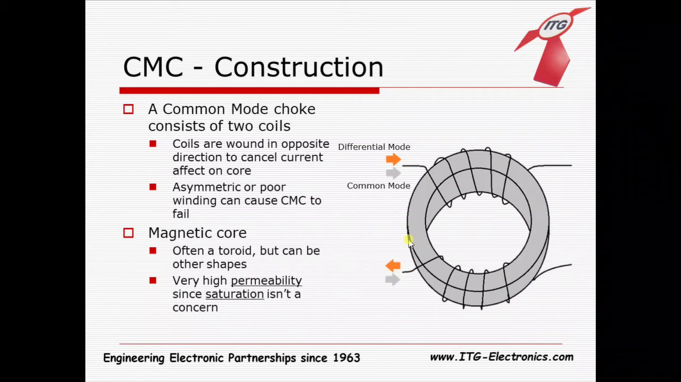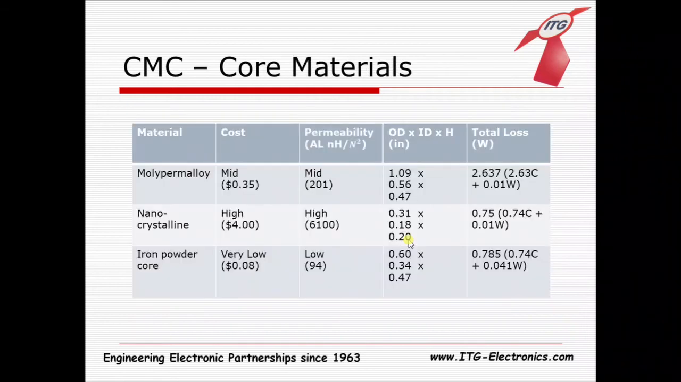But since we're not dealing with any current because it's canceling each other out from the line and the return here, we can go as high a permeability as we can and we don't have to worry about saturation, which is great news for a common mode choke or anyone trying to filter common mode noise. So that's typically what we'll see. We'll see very high permeability because there's no trade-off for the saturation current being lowered. Here are a couple of example core materials.